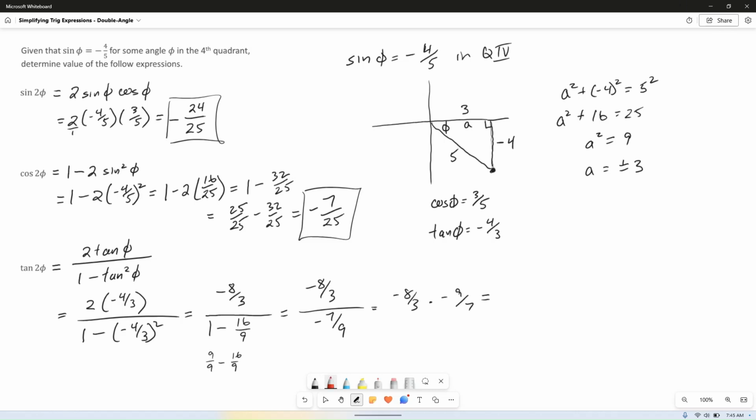For our fraction here, the 8/3, the 3, is going to reduce partially with the 9 in the 9/7. So the 3 will become a 1. The 9 is going to become a 3. And so I'm taking a negative times a negative, which becomes a positive. I'm taking an 8 times a 3, which is a 24, and a 1 times a 7, which is a 7. So the tangent of 2 phi is going to be a positive 24/7.